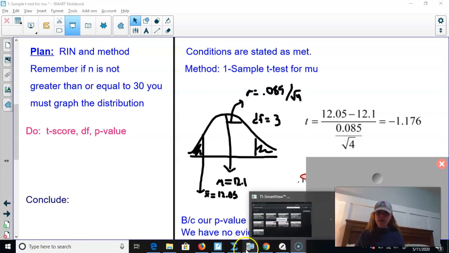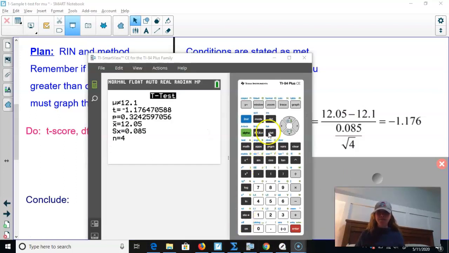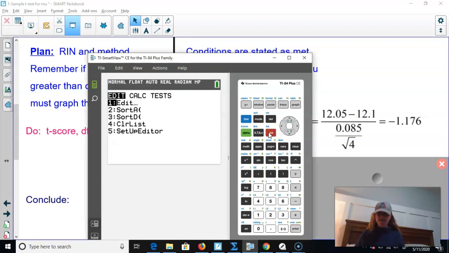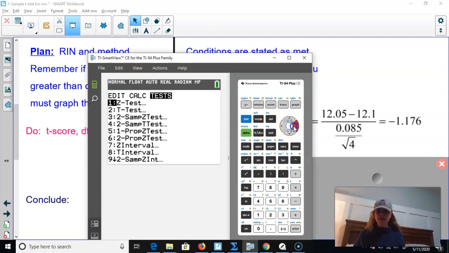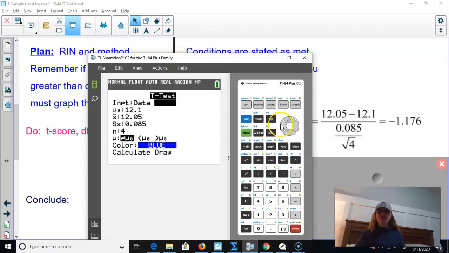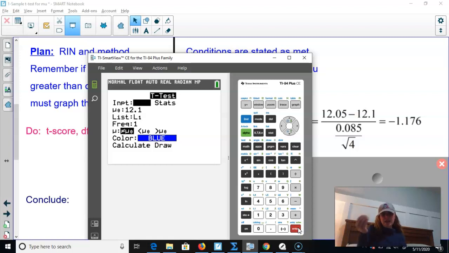So I go to my calculator, which is right here. And I go to stats. And I arrow over to tests. And I apologize right now if you can hear my children. I go to t-test. I do not have data. Data is if they would give you a list of data. You have to put it in L1 first, and I've described how to do that in previous videos. If you have questions, really comment, message me. I'll get back to you, okay?